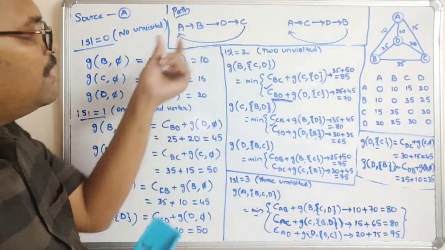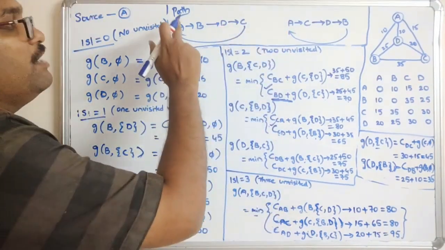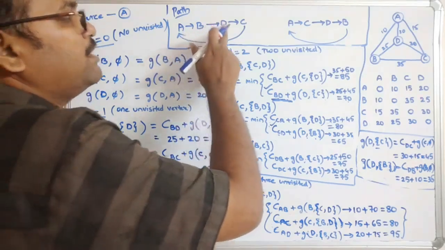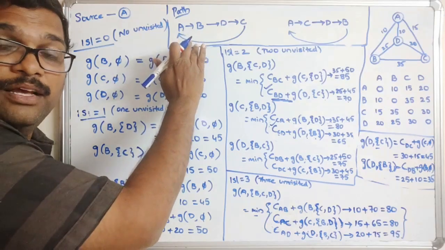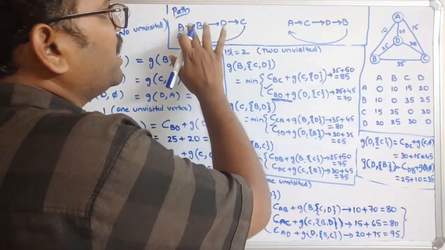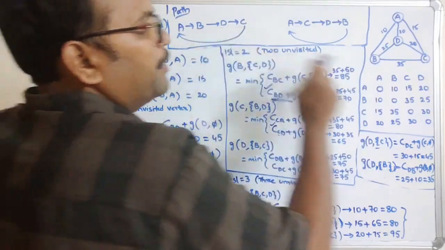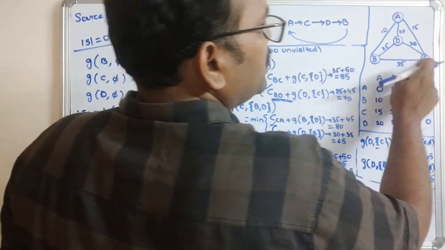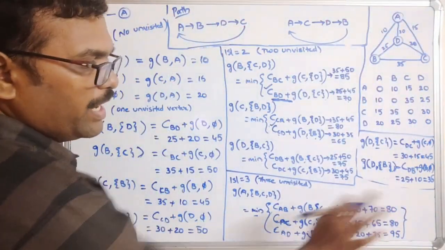So that implies there are 2 possible paths. Starting from A, visiting the first vertex as B, next D, followed by C, and come back to A. This is one possible path with a distance of 80. So you can calculate A to B, which is 10, B to D, which is 25, D to C, which is 30, and again C to A, which is 15. In total we will get 80.